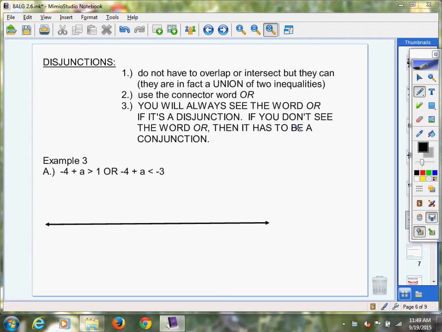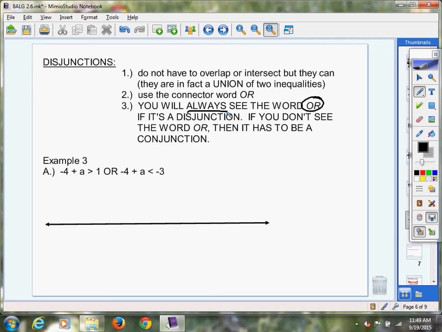You will always see the word "or". If it's a disjunction, that word will always be present. So circle that word for me. You will always underline that word. And if you don't see the word "or", then you are to make the correct assumption that it's a conjunction. Okay, let's get started with example 3.